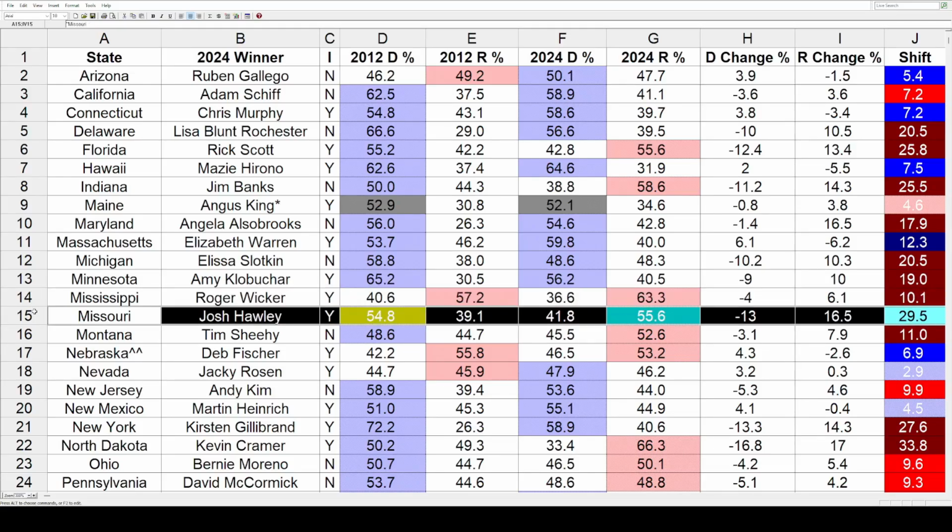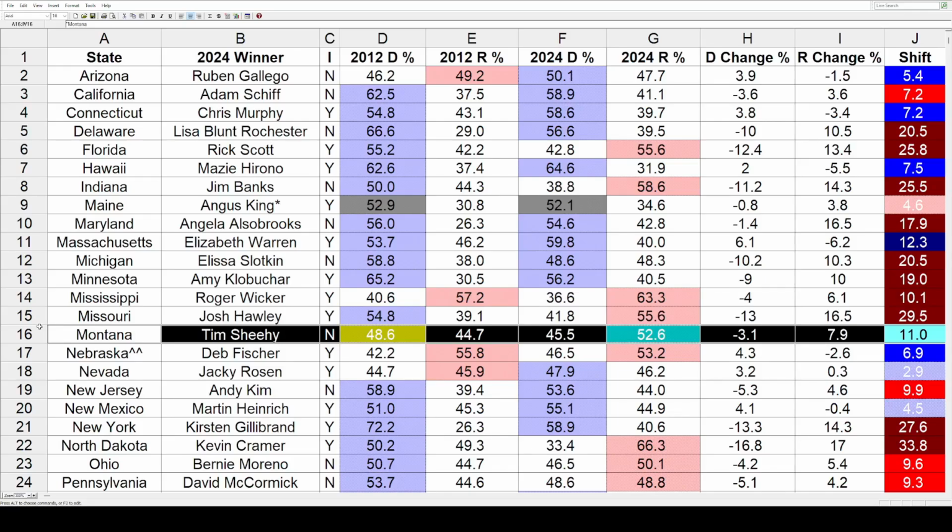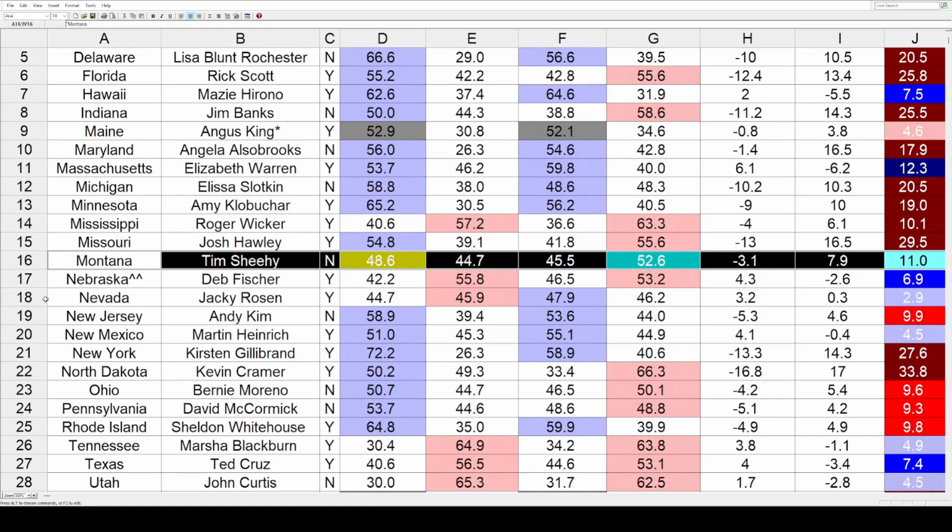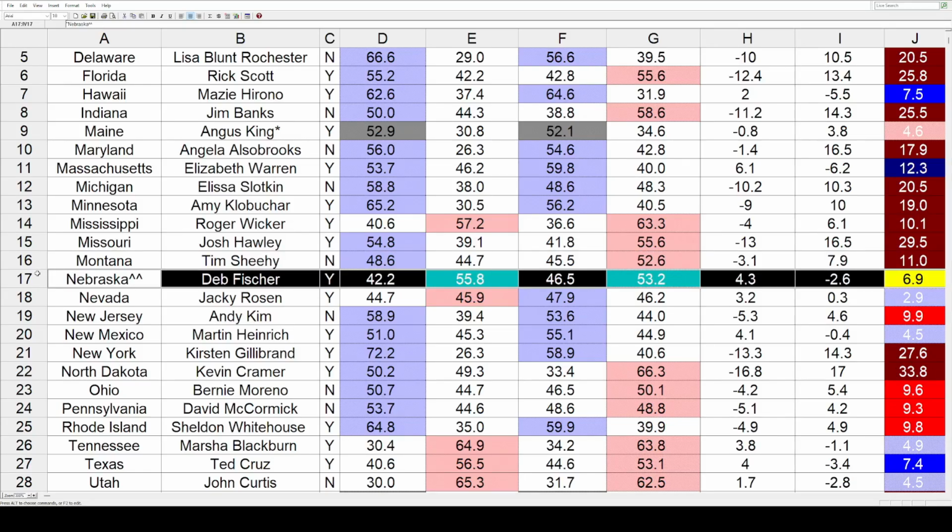But in Missouri, a lot more massive at 29.5. That was another seat that Democrats won comfortably back in 2012. Montana, 11% redder. In Nebraska, in 24, that was an independent candidate, Dan Osborne, and technically not a Democrat, but that's the only opposition to Deb Fischer. We're going to use that instead. And with that, it got bluer by 6.9.